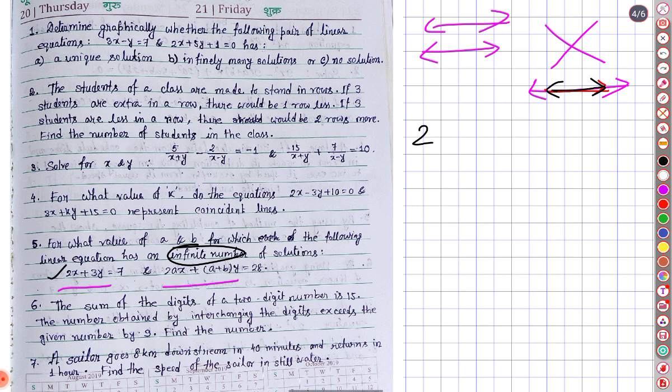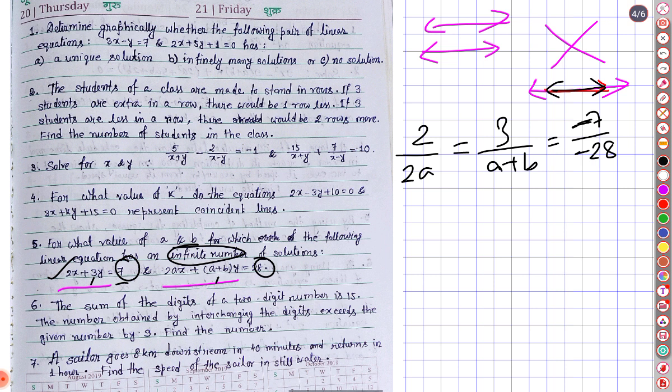So the x coefficient from the first line is 2 and from the second line is 2a, so 2 upon 2a will be equal to the y coefficient 3 upon a plus b, and the constant term is minus 7 upon minus 28. You can also write 7 upon 28 because the minus signs cancel out, but make sure both constant terms are on the same side, either the right side of the equal sign or the left side.